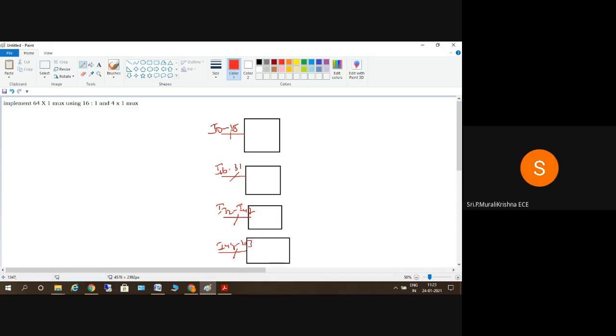Okay, so 4 multiplexers, and each will have 4 selection lines: S3, S2, S1, S0. And 4 outputs like X0, X1, X2, and X3. Okay, and these 4 outputs are given to an additional 4:1 multiplexer.